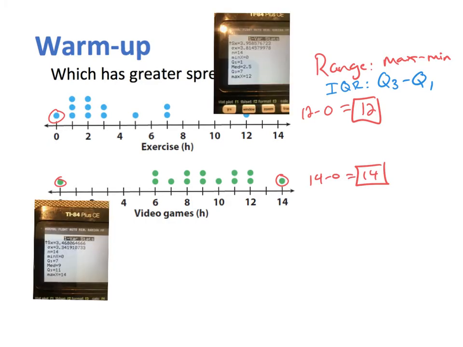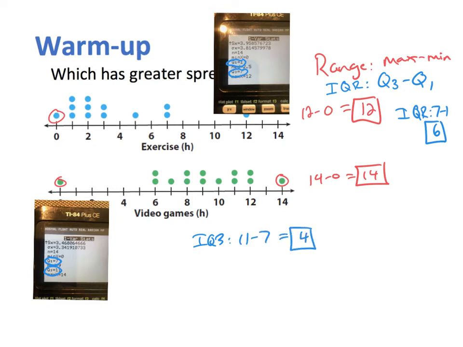So I took some time to enter the exercise values on my calculator, did my one variable stats page, and also did that with the video games, which you'll see here in the images. If you look at the first one, up at the top, our quartile 1 is 1 and our quartile 3 is 7. So the interquartile range there would be 7 minus 1, which is 6. For the next one below, quartile 1 is 7 and quartile 3 is 11.